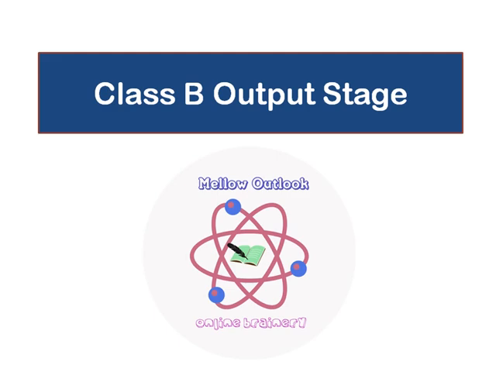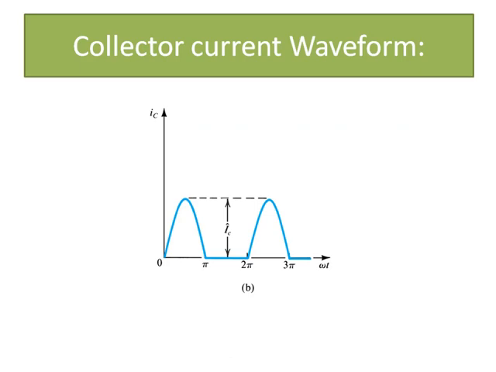Welcome to the tutorial on Class B output stage. In the Class B output stage, the transistor that we are using is biased at 0 DC current. So thus the transistor will conduct for 1/2 the cycle of the input sine wave, which will result in a conduction angle of 180 degree.